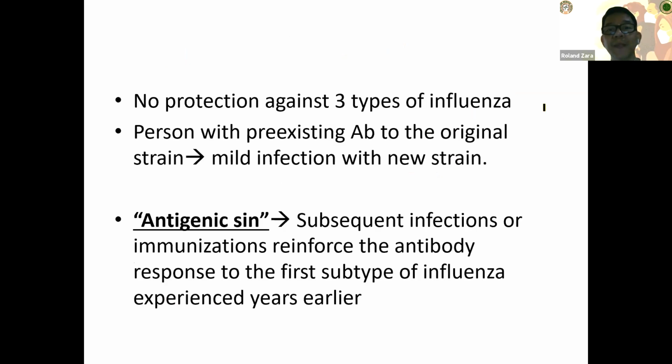So there is no protection against the 3 types of influenza. A person with pre-existing antibody to the original strain may have a mild infection with a new strain. So we have original antigenic sin. Subsequent infection or immunization reinforces the antibody response to the first subtype of influenza experienced years earlier. So you also develop memory cells, and when you experience this same strain, you may have only a mild infection.